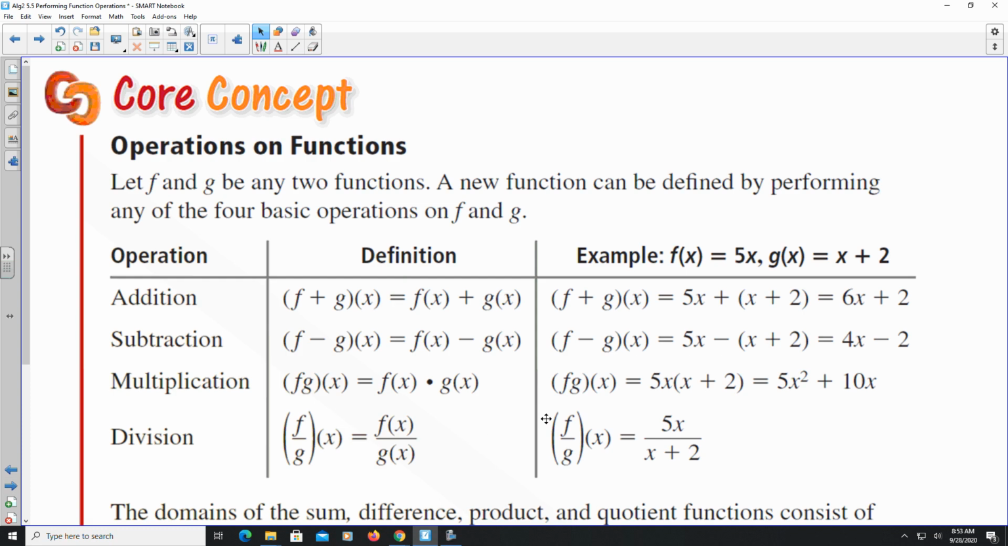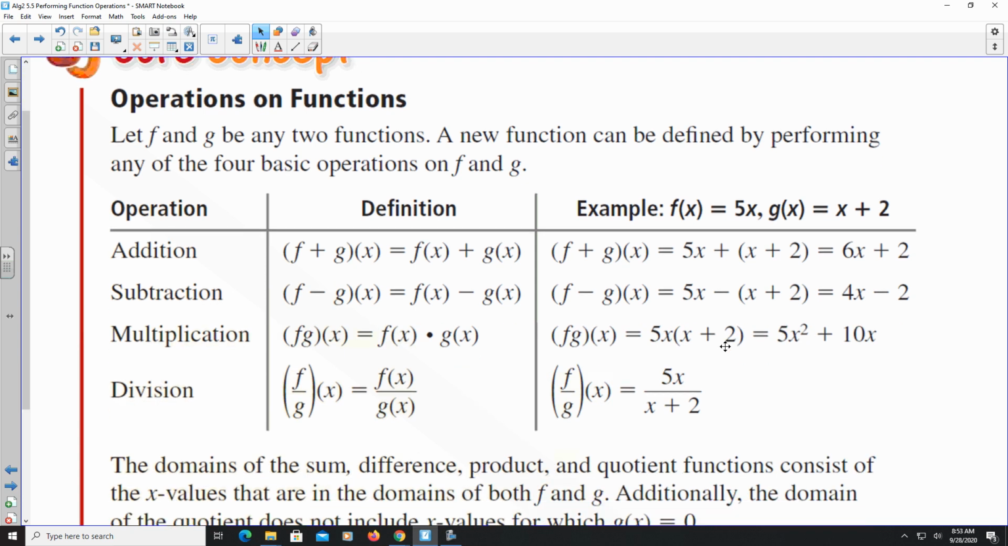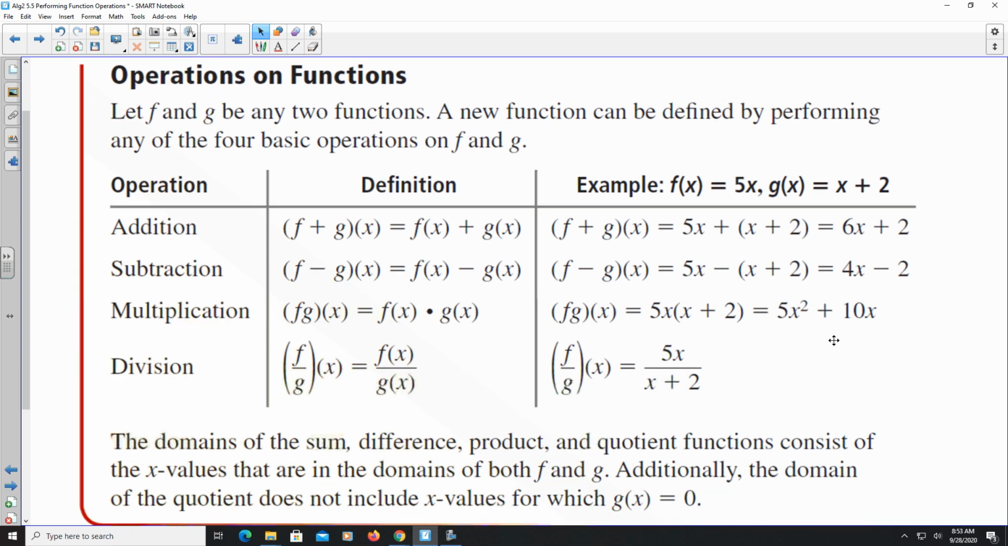So here are both definitions and some examples of addition problems, subtraction problems, multiplication problems, and division problems. Basically here, when you're adding them, like here's one function, 5x, and here's another function, x plus 2, simply add them together. Combine like terms accordingly, again using multiplication values and stuff like that.